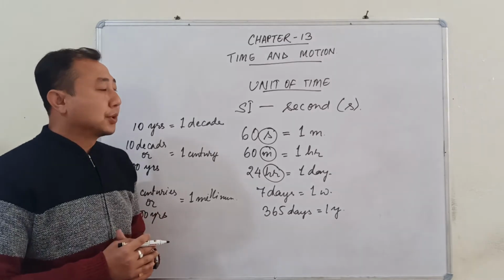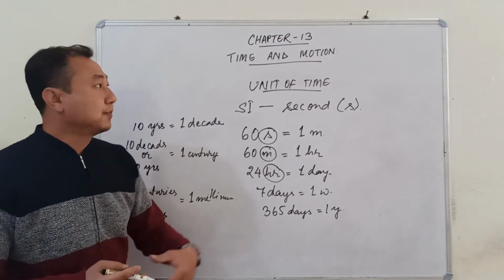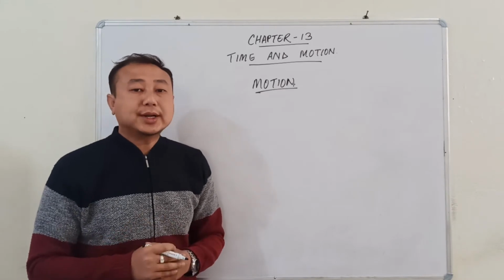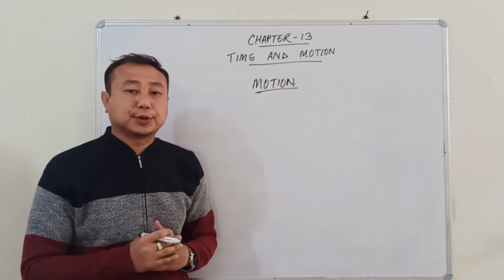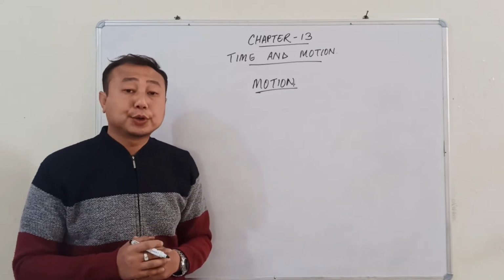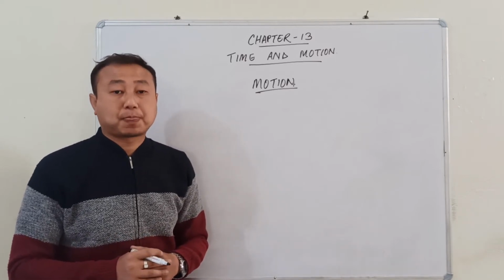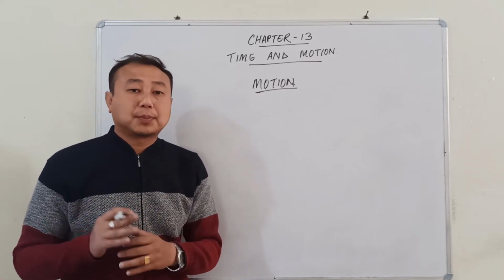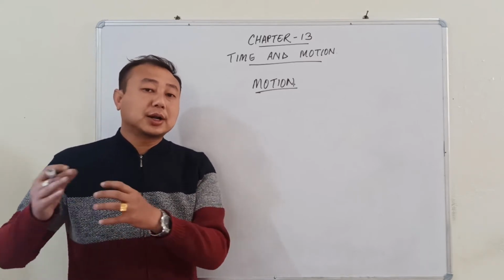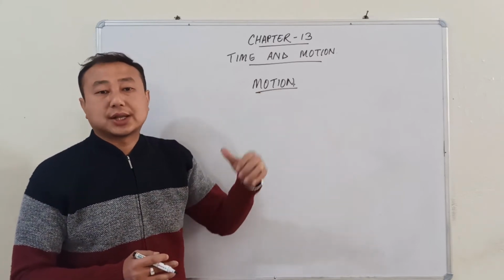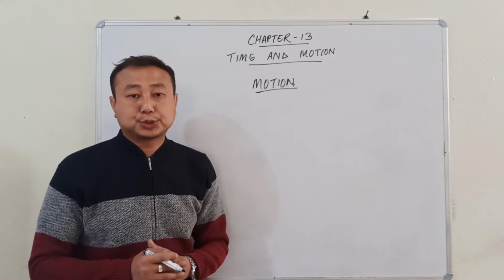Now, let's come to the next part of this chapter, that is motion. When an object changes its position with respect to time and the objects present in the surrounding, we say the object is in motion. The motion of an object is identified by comparing the position of that object with another object at rest. Because of that reason, we say motion and time are related terms.